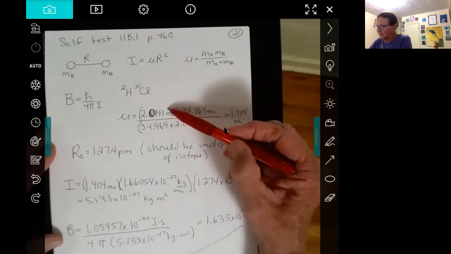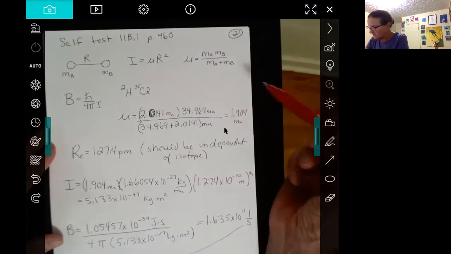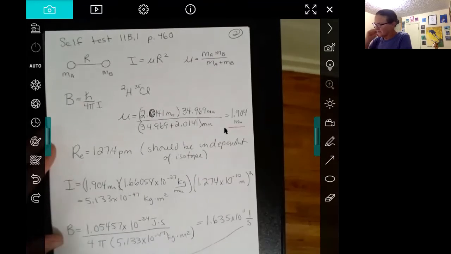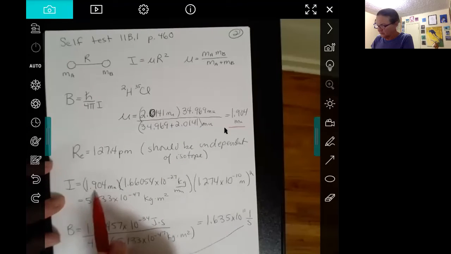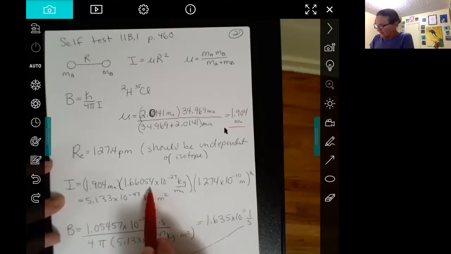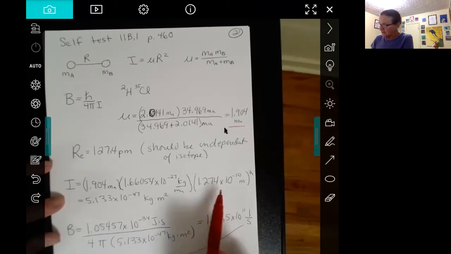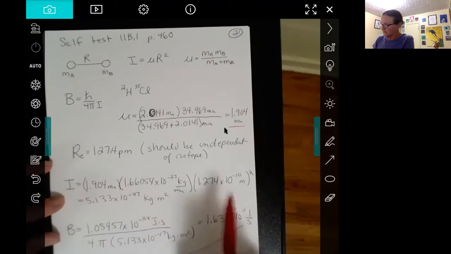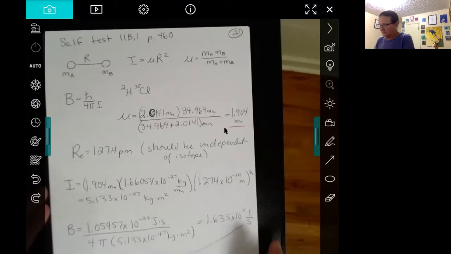So I figure out first the reduced mass. They gave me the mass of the isotope for deuterium. This was given in the brief illustration above, the mass of the chlorine 35 isotope. So I get a reduced mass of 1.904. So the moment of inertia is 1.904, and then I'm going to change that into kilograms and multiply by the equilibrium bond distance squared. And I get a moment of inertia of 5.133 times 10 to the minus 47 kilograms meter squared. It makes sense, that's tiny.